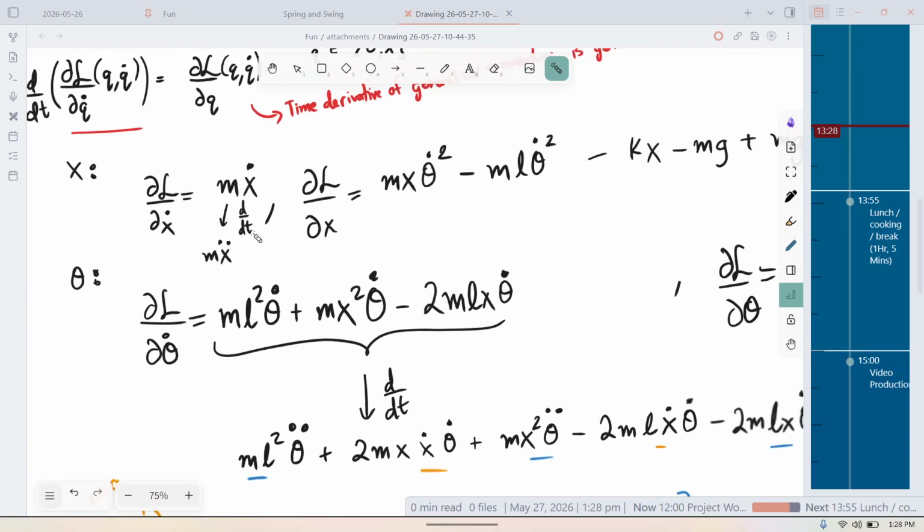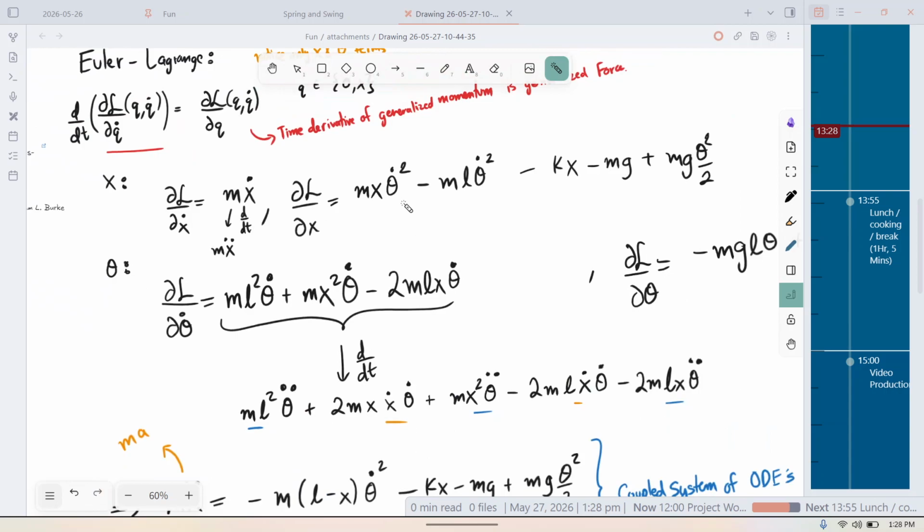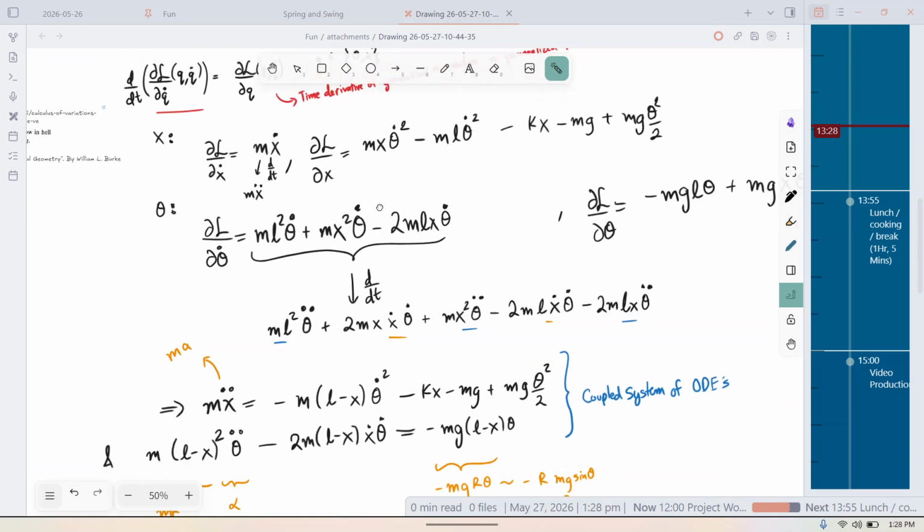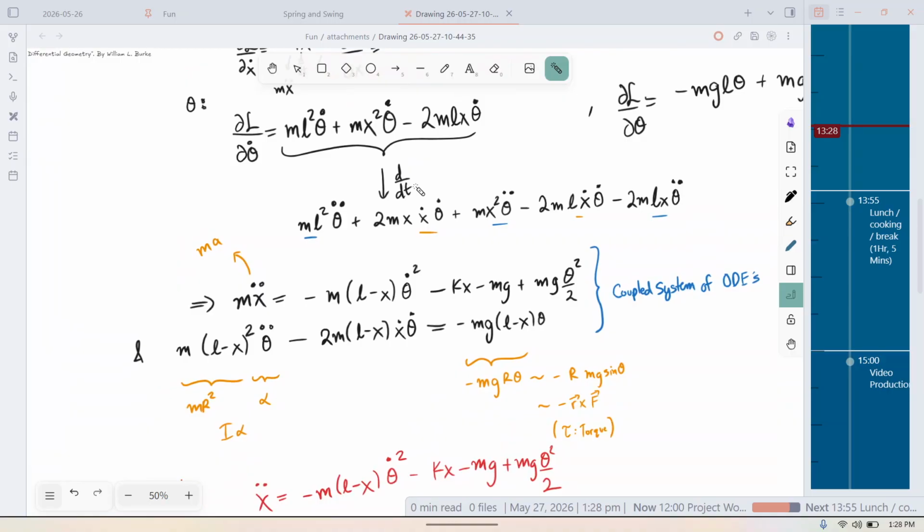But yeah. So you take these partials and you get your equations of motion, and some of these terms might seem familiar to you. For example, m x double dot.